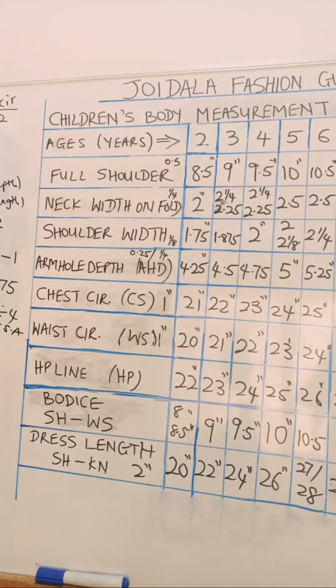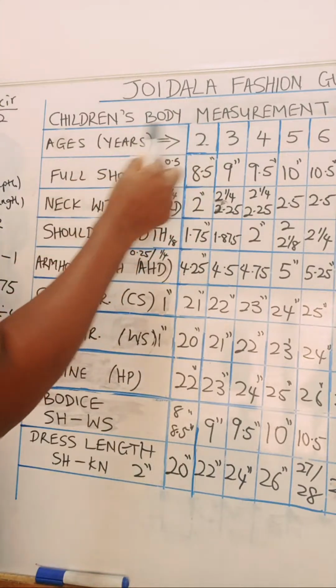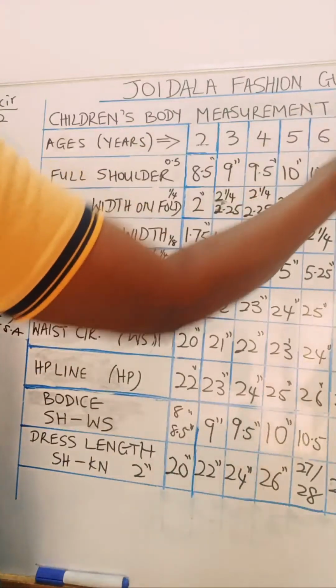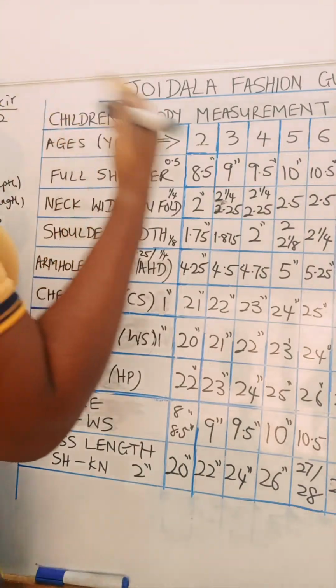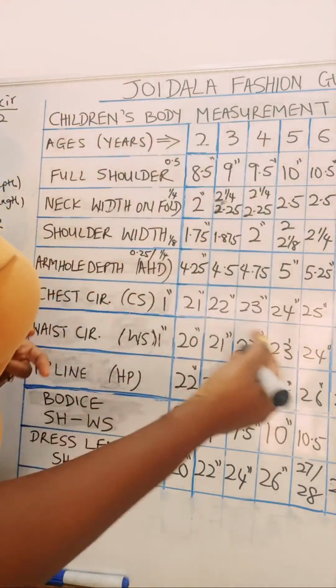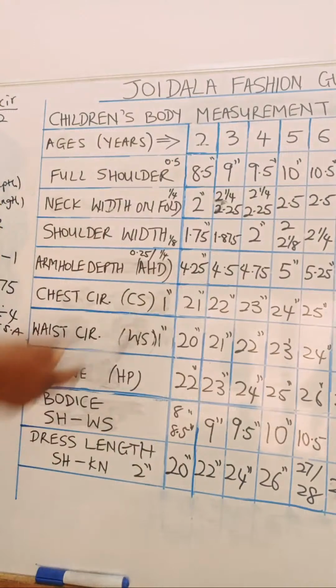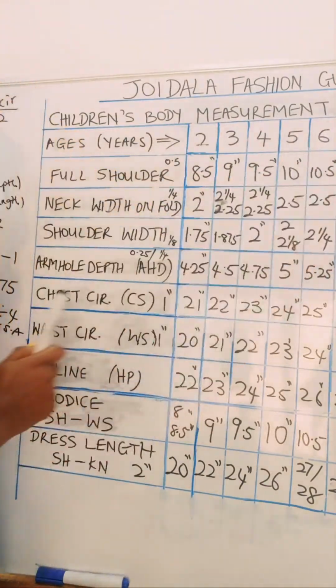All right, the ages I'm working with on this chart are ages 2 to 10. That is not to say you cannot make more than that. You can always adjust more than that, but I just decided to stop at age 10.